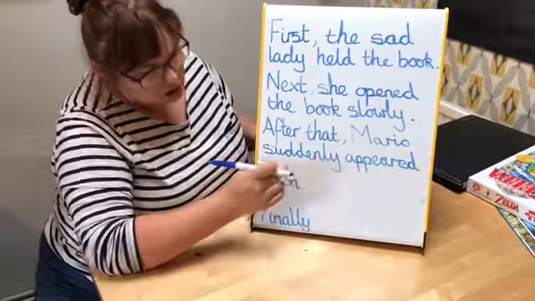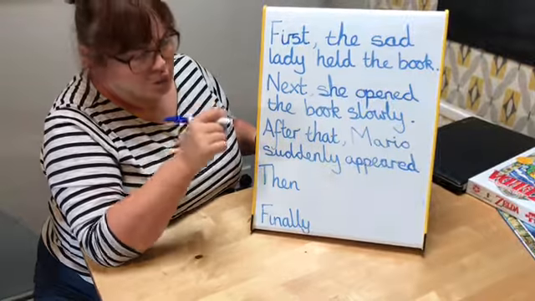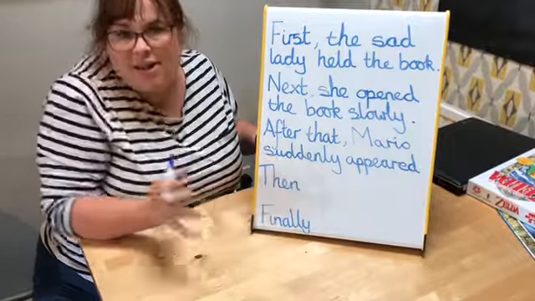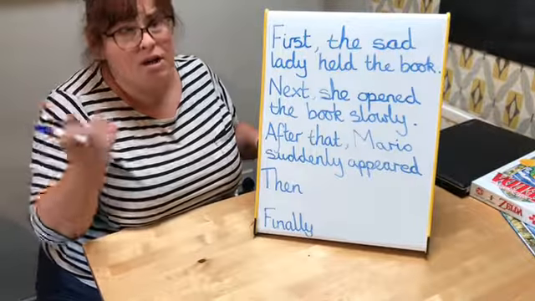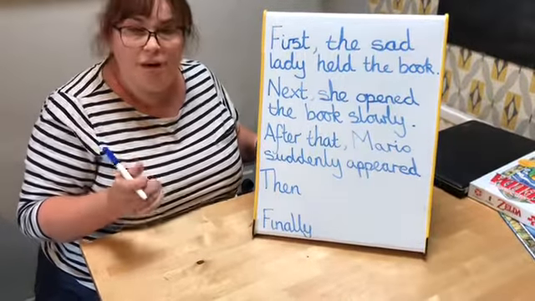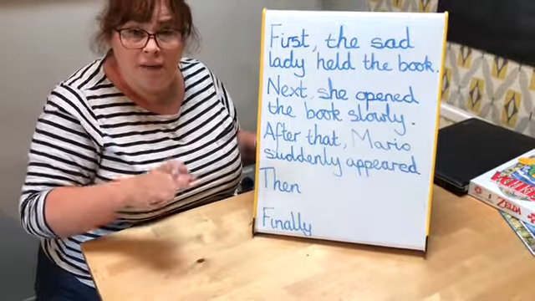Now, I think I'm going to do a little bit different with my full stop at the end. Because I've used the word suddenly, it suggests it's quite an exciting thing to happen. I certainly would be excited if Mario suddenly appeared out of my book. So I'm going to use an exclamation mark. So let's see if we can check back this sentence for noisy punctuation. After that, Mario suddenly appeared! Woo! I am so happy with that sentence, and I got all my punctuation right as well.